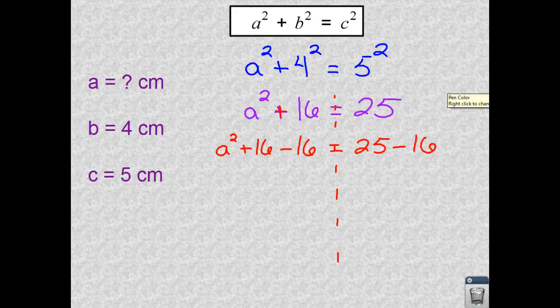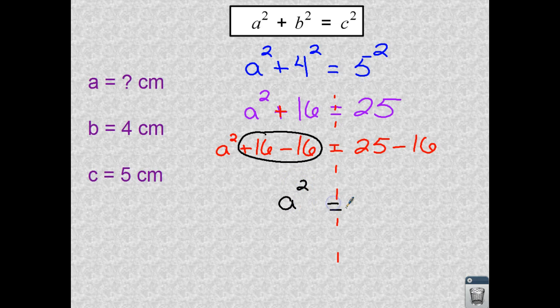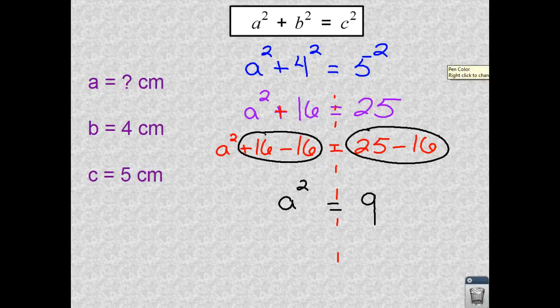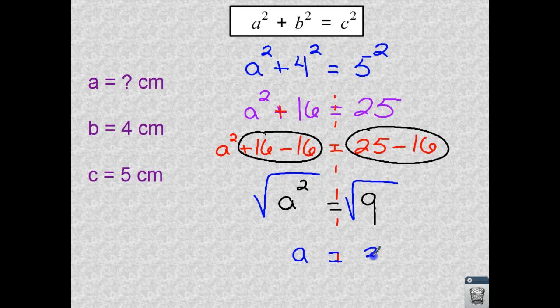All right, so what are we left with? Well, since we did it horizontally this time, we have a squared is equal to, what's 25 minus 16? 9. And to undo a squared equal to 9, we need to take the square root of both sides. So a is equal to positive 3.